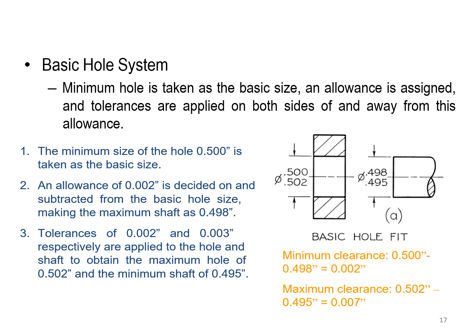The tolerances of 2/1000 of an inch and 3/1000 of an inch respectively are applied to the hole and the shaft to obtain the maximum hole of 0.502 inches and the minimum shaft of 0.495 inches. Okay, so with these diameters, you can see that the maximum clearance is going to be 1/2 inch, 0.5, minus the minimum diameter of 0.498. The maximum clearance is between the maximum diameter of the hole and the minimum diameter of the shaft.